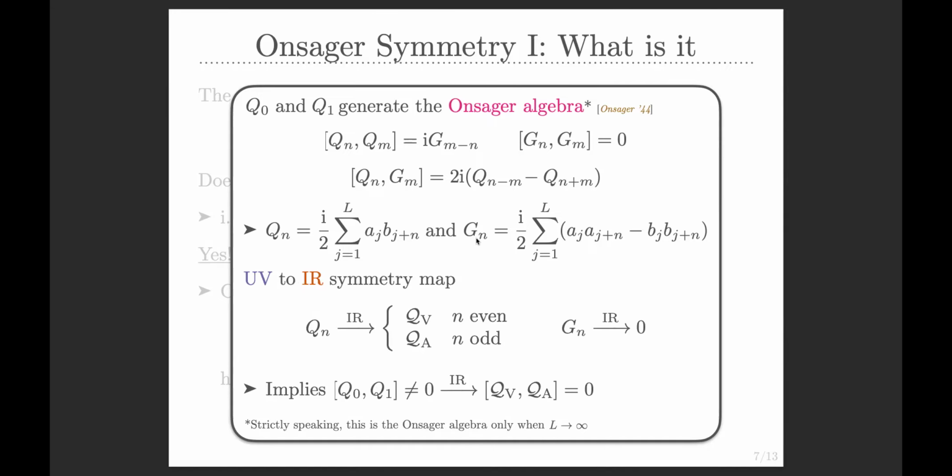You could look at the full Onsager algebra and ask what happens when you restrict to the IR. This is the UV to IR symmetry map that you end up finding. In the IR, Qn, if n is even, goes to QV. That tracks with what we said earlier, because Q0 went to QV. And if n is odd, it goes to QA. Then all the Gn's go to 0 as you take the IR limit. So what that implies is that even though in the UV Q0 and Q1 don't commute, in the IR they will. They'll give you the symmetry group of the vector and axial.